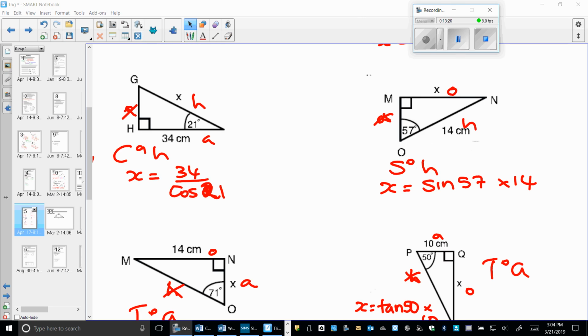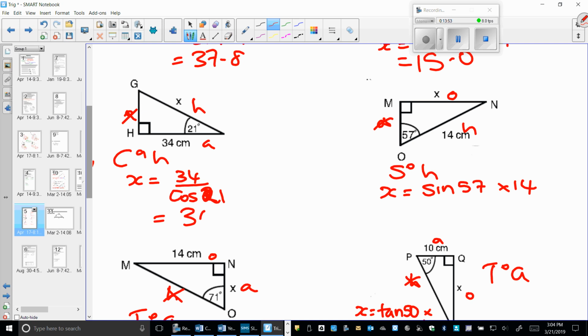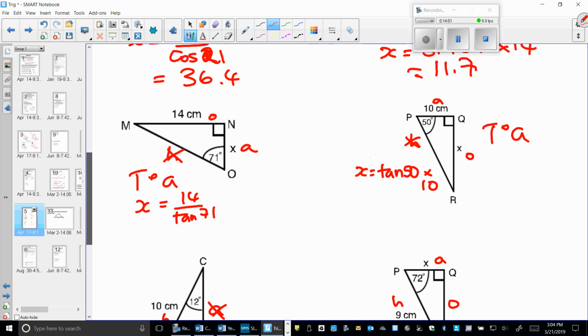Right, so I don't know what the answers are. What are these? Do we care? There's 7.8, 15, 36.4, 11.7, 8.2.